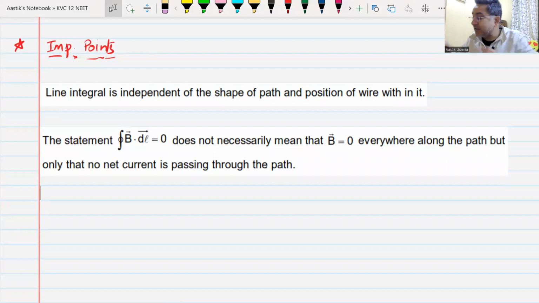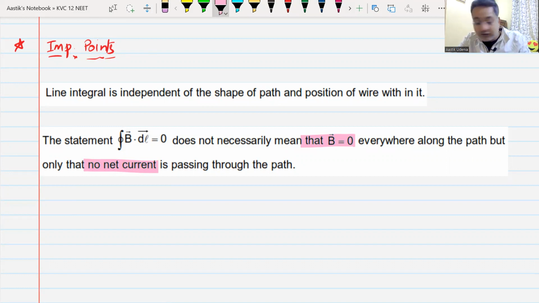The integral of B dot dl is 0. It does not mean that B is 0. If B is 0, obviously it will be 0. But if the integral is 0, it does not mean that B is 0. It only means that there is no net current which is passing through the loop. Do we understand this? Yes, sir.